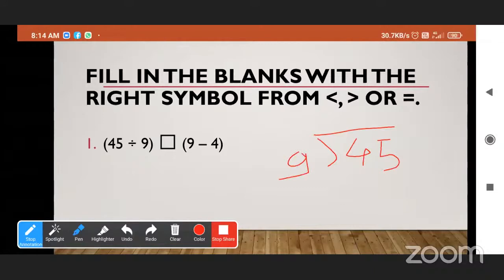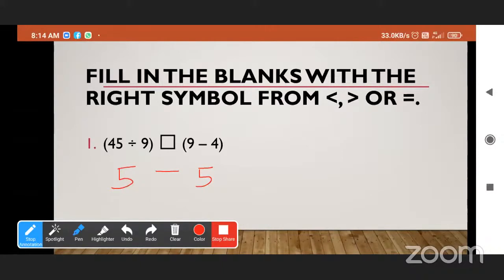9 fives are 45. So, here the value of 45 divided by 9 is 5. And 9 minus 4 is? 5. So, the values of the expressions are equal. So we will put which sign? Is equal to. Okay, good. So, we will write here equal to. Very good.